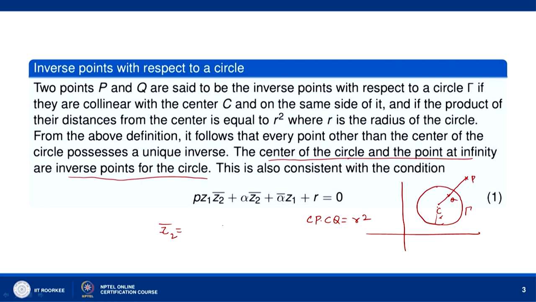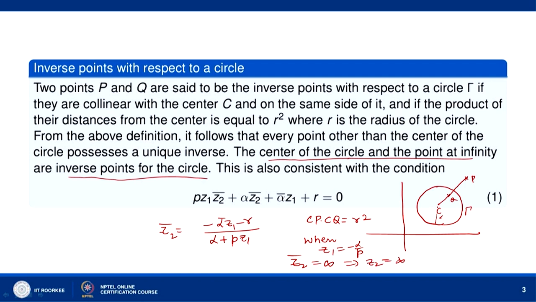Then from this condition we notice that z2 bar is equal to minus (alpha bar z1 minus r) divided by (p z1 plus alpha). So that when z1 is equal to minus alpha by p, z2 bar is equal to infinity, which says that z2 is equal to infinity.